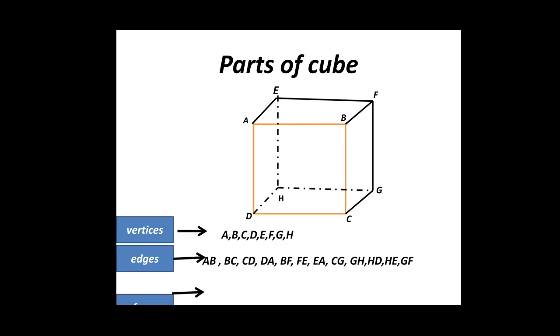Okay, now another part is faces. A face is a square in a cube. Okay, we have seen many squares in a cube like the square ABCD, ABFE, BFGC, CGHD, EFGH and AEHD are the 6 faces of a cube. Understood? All these are important parts of a cube.